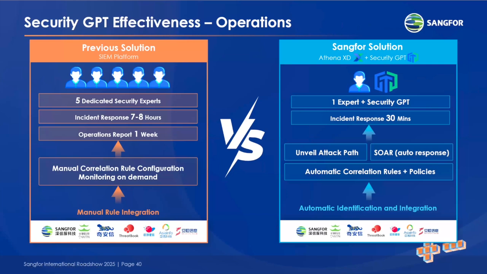Okay. And using XDR, how to enhance the efficiency? I can give you some numbers. Previously they were using a SIEM. They had 5 people, but now using XDR, just 1 person. Previously, for incident response, they needed to drill down into different devices to check for 7 to 8 hours, but now only 30 minutes, even just minutes level. And previously they wrote a report in about 1 week. Now just 5 minutes.